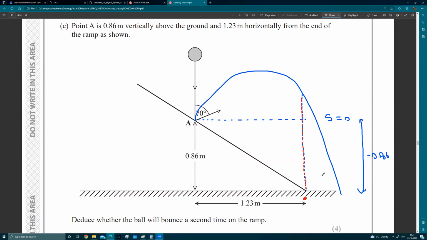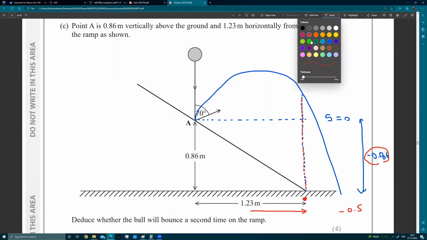Yeah. So can you repeat that one more time? So I'm saying if the ball didn't bounce a second time, by the time it finishes traveling 1.23 meters horizontally, it's now here. You wanted it vertically to have a displacement greater than minus 0.86. So for example, if the displacement is minus 0.5, then it would have taken this trajectory.